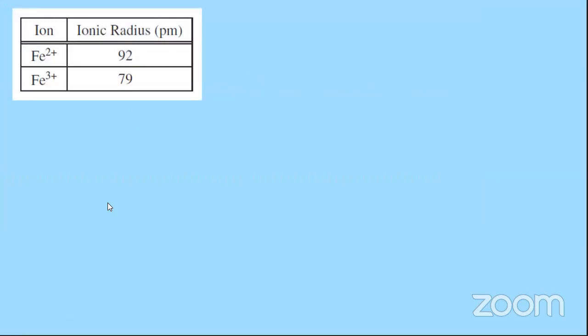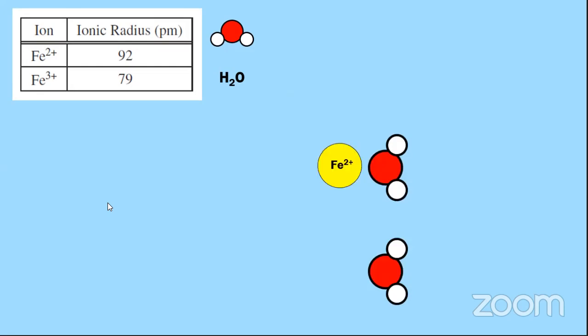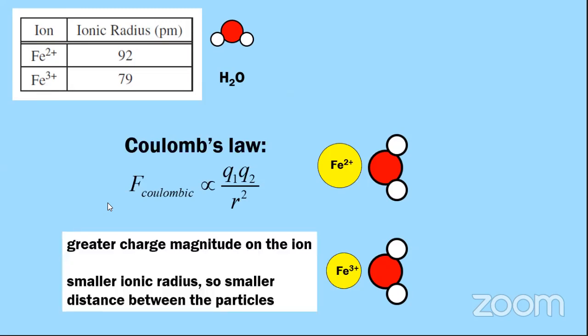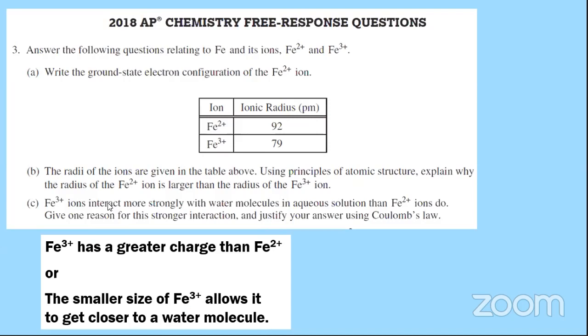So we actually have both situations in this case. We're talking about a water molecule, and the polar water molecule is attracted to either an iron 2+ ion or an iron 3+ ion. So we actually can talk about both charge and distance and get the correct answer to this question. You only had to mention one of them to get the point on this particular question. So you could have talked about the greater charge magnitude of the iron, the +3, or you could have talked about the smaller ionic radius, which brings the ion closer to the water molecule. So either of those would have been acceptable.